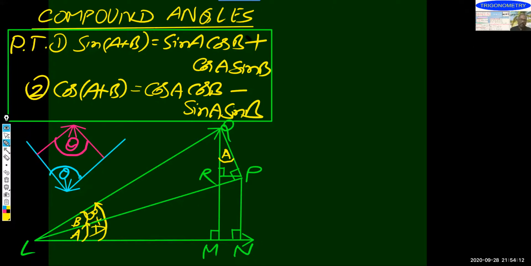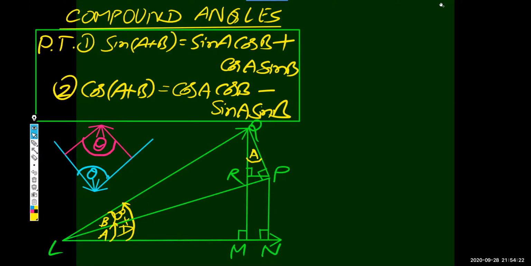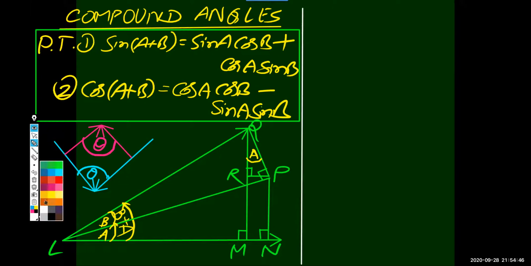Now, what is it that we need? Number one, sine of A plus B. Let me write sine of A plus B. I'll mention the triangle also so that you'll better understand it, in which triangle A plus B is present. We are proving it now. You tell me which triangle is containing A plus B? LQM. Yes, you're right.